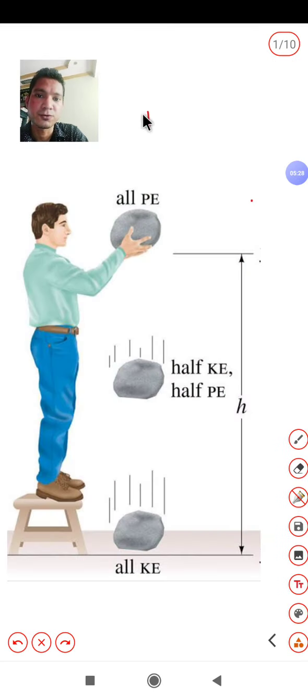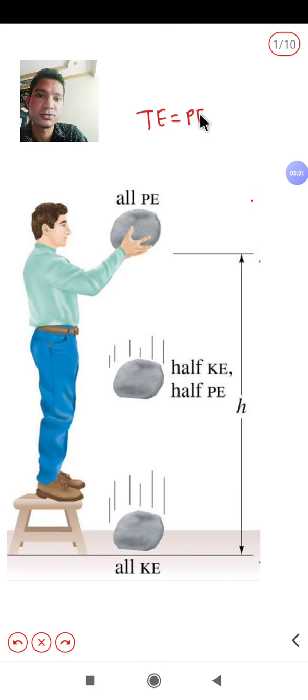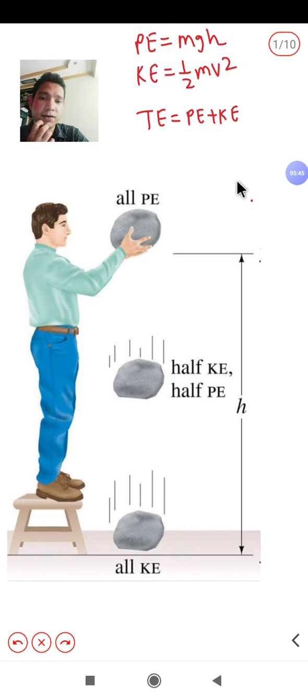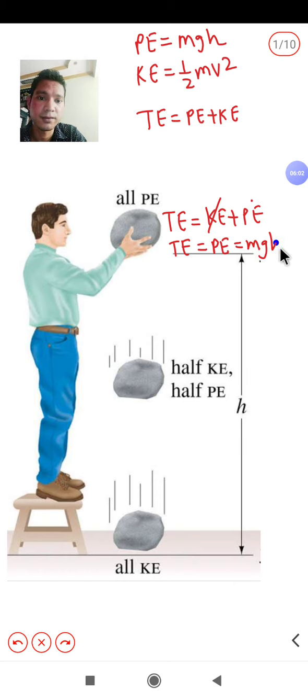At this position, total energy is a combination of potential energy and kinetic energy. The formula for potential energy, as we are aware, is mgh, and for kinetic energy it is half mv square. At this position the body is at rest, so the kinetic energy is 0, and the total energy will be potential energy, mgh. This is a very important position. We always begin from this position only.